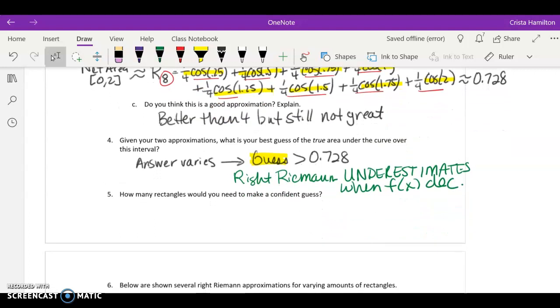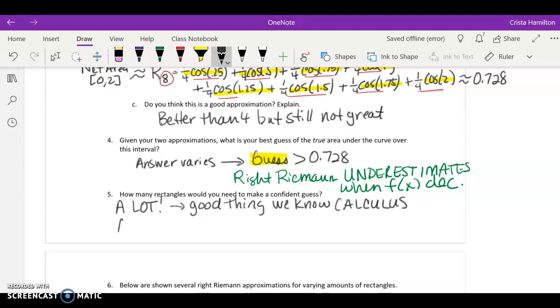So then the question becomes, how many rectangles do you think you need in order to make a pretty confident guess? Hopefully you'd say, I really want a lot. Good thing we know calculus, because we will remember that what we're going to add to this is a limiting process. If we add a limiting process, this is what turns this nice calculus rough estimate into the exact value.